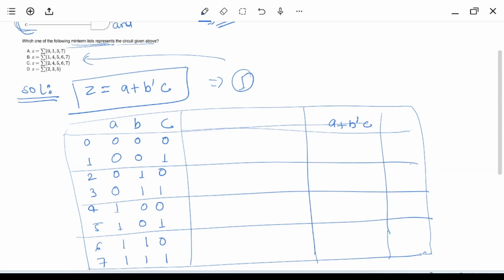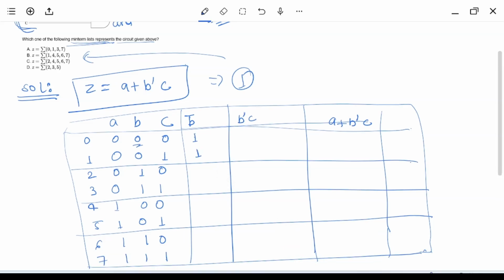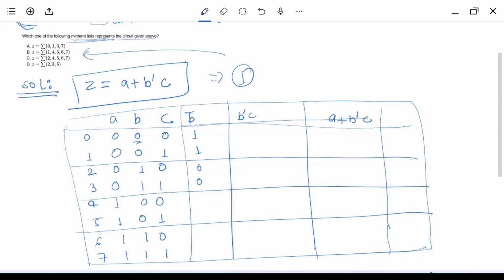It is easier to first find B' and then B'C. So B' will be: here B is 0 then 1, 0 then 1, so B' is 1 then 0, 1 then 0. Similarly for all, 1, 1, 0, 0. So B'C is 0, 1, 0, 0, 0, 1, 0, 0. Now use this and A for finding the value of this expression.